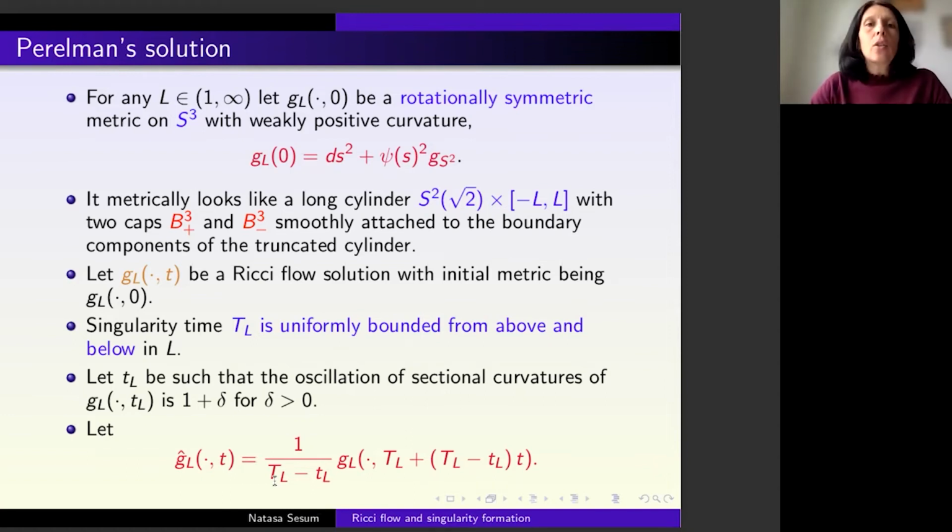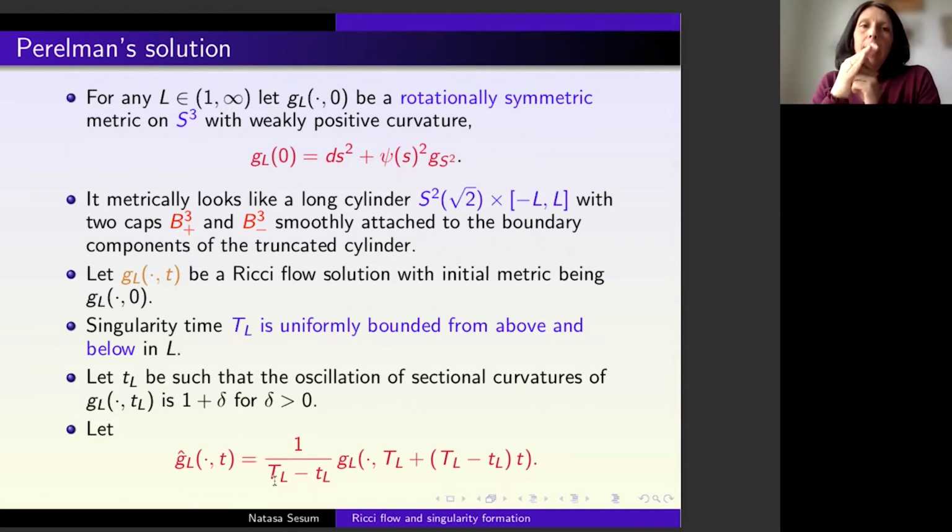Then maybe I can just tell you about these Perelman solutions, which are the analogs of the King-Rosenov solutions. These solutions are not solitons, they are ancient solutions to the Ricci flow, and they are rotationally symmetric. And the way he constructed them, I will just say a few words.